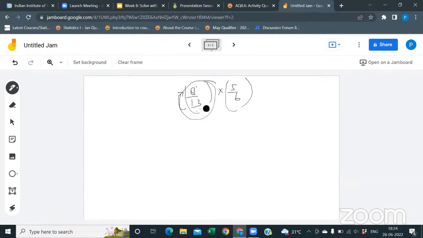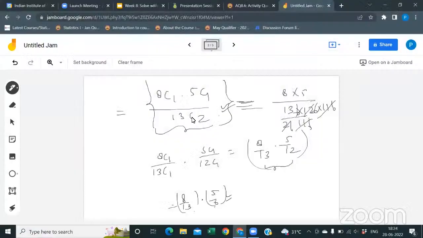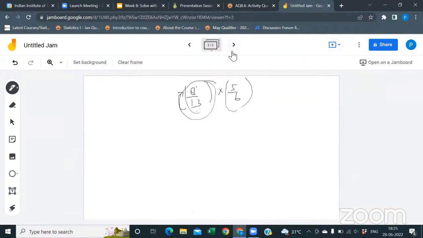Sir, I think I have an explanation. So I believe the answer is 5C1 by 13C2. The way I made sense of it is that drawing simultaneously would mean you can either first draw red and then draw blue, or first draw blue and then draw red. So basically, you are doing the individual cases and adding these two up.